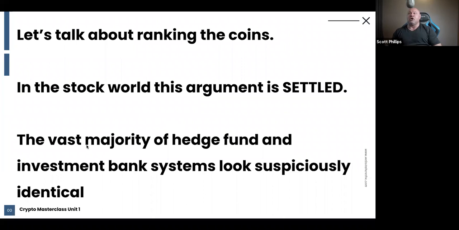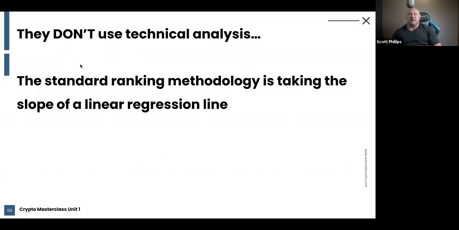The vast majority of hedge fund and investment bank systems, and I polled all my ex-students and people I know who are in that pro side of the world, and I asked them to ask their peers about rules for momentum system ranking, and everyone came back with the same thing. All these guys are doing the same thing. They don't use technical analysis, and the standard ranking methodology is taking the slope of a linear regression line.